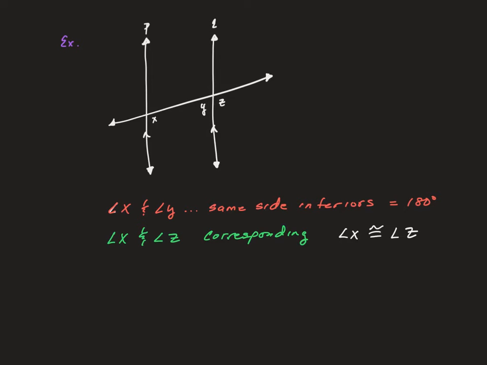And then possibly another thing that you might notice is that angle Y plus angle Z should equal 180 degrees because they are a linear pair. So we're just using our definitions to figure out what's going on around here.